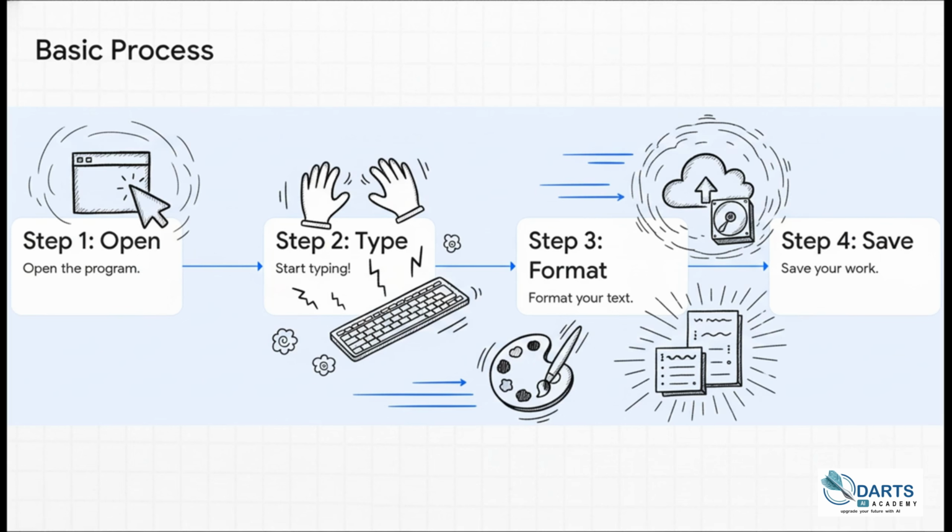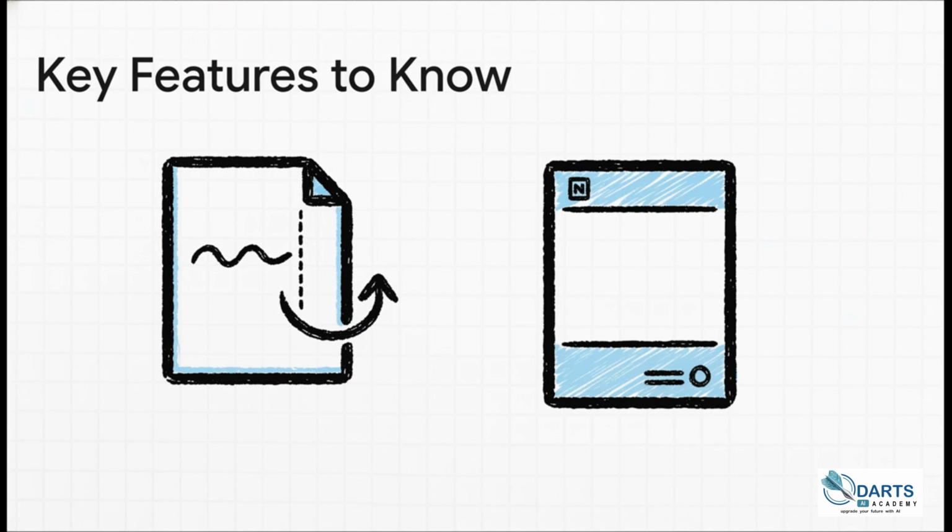Step 1, you open the program. Step 2, you just start typing. Get your ideas down. Then comes the fun part, making it all look good. That's formatting. And then the most important step, you got to save it. Now, a couple of quick features from our source that will instantly make your documents look better. First, word wrap. This is the magic that automatically bumps your text to the next line. And second, using the header and footer for stuff like page numbers. It's a small thing that makes a huge professional difference.